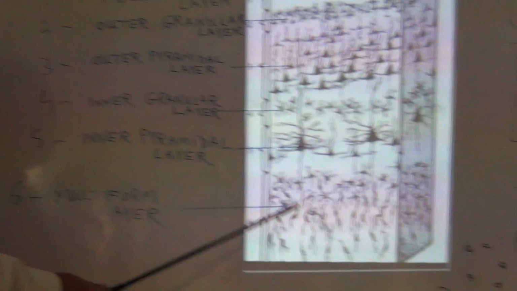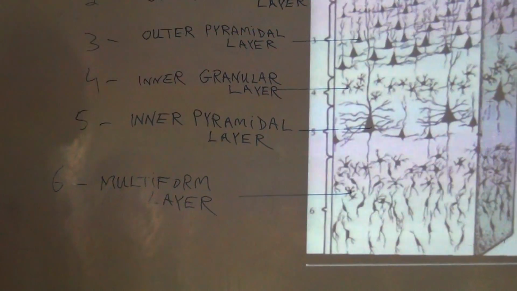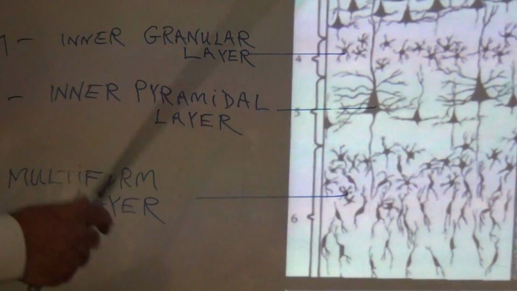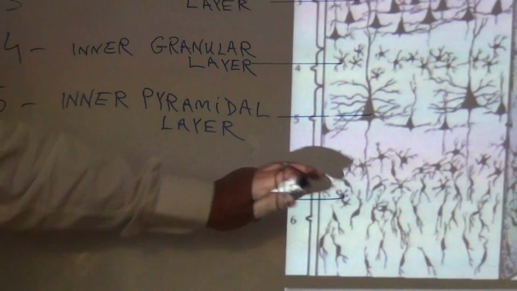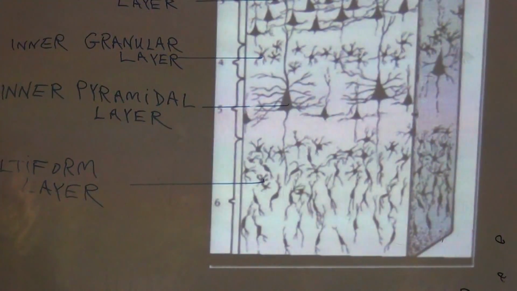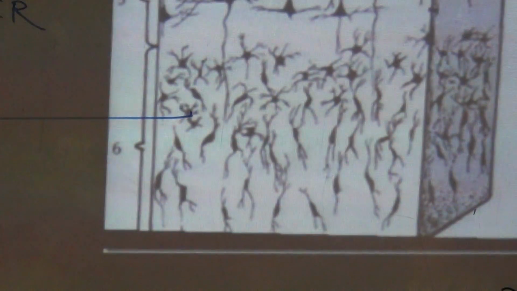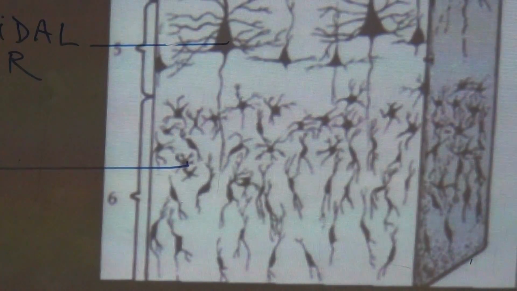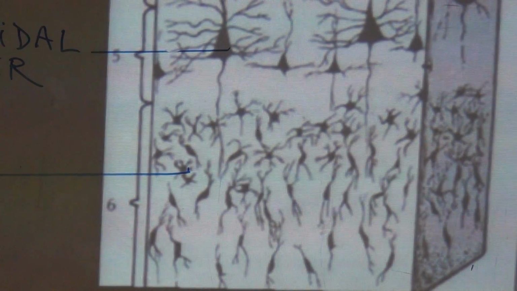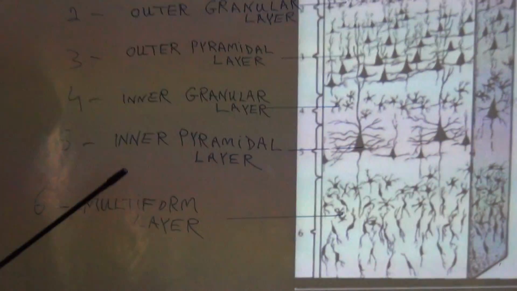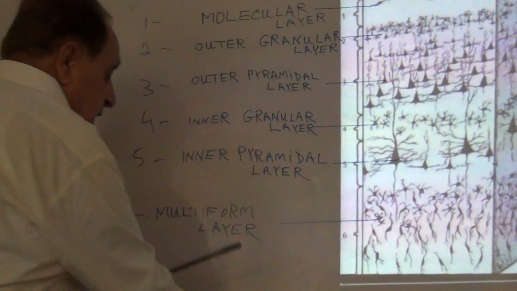Then the sixth layer is called the multiform layer. It is called multiform because different types of cells are present in this layer. Fusiform cells are present, granule cells are present, pyramidal cells are present, horizontal cells are present. All these cells are present in this region.